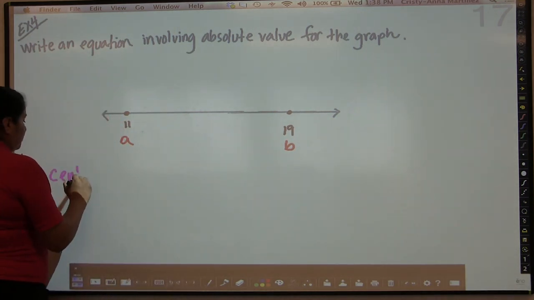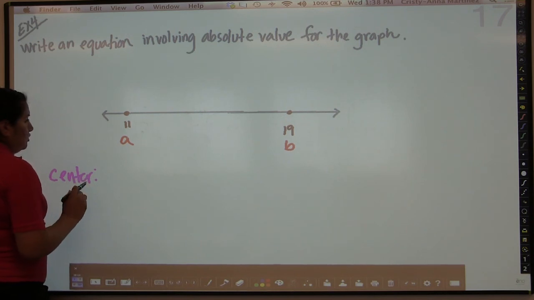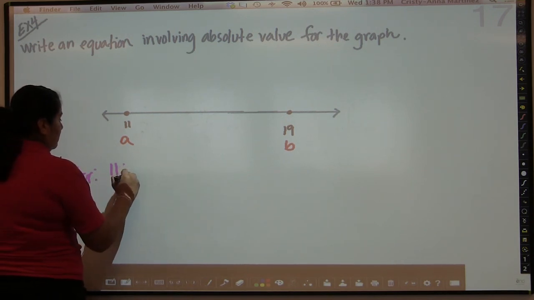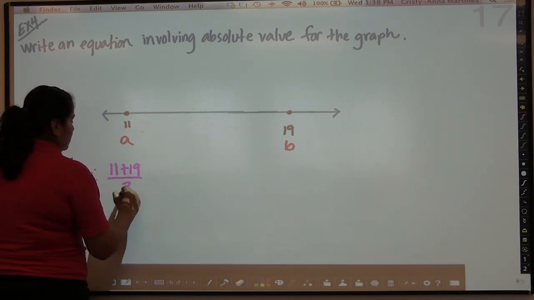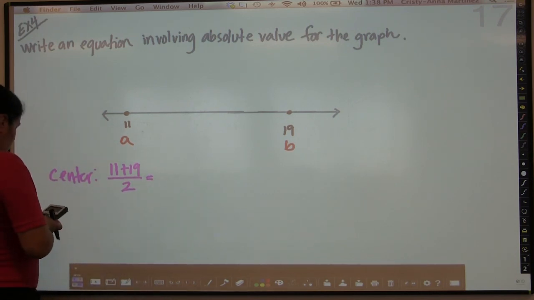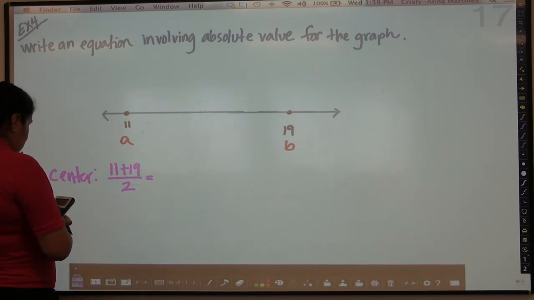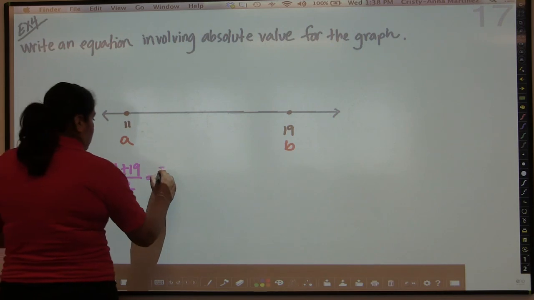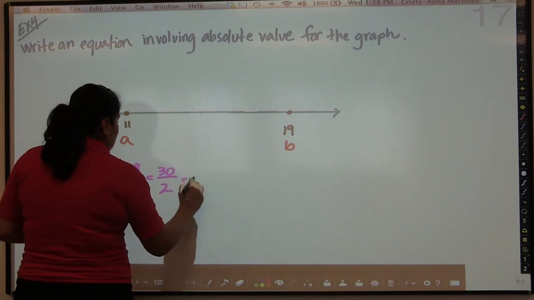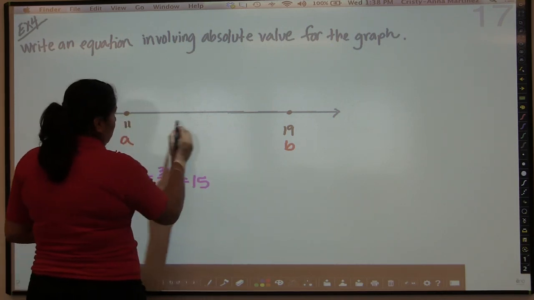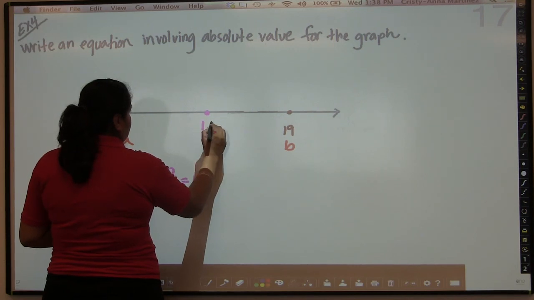And then to find our center, if you recall from the previous slides, I am going to add the 2 values together and divide by 2. So I'm going to get 11 plus 19, which is 30. Divide that by 2, and now my center is 15. So right in the middle right here is going to be 15, my center.